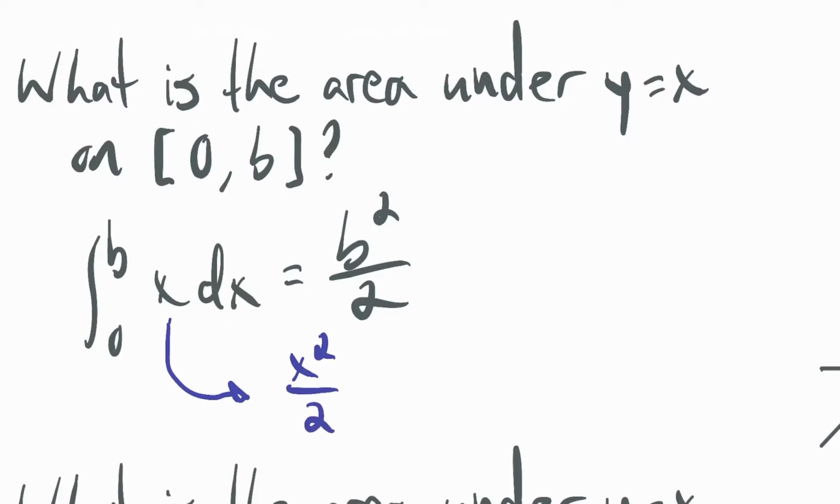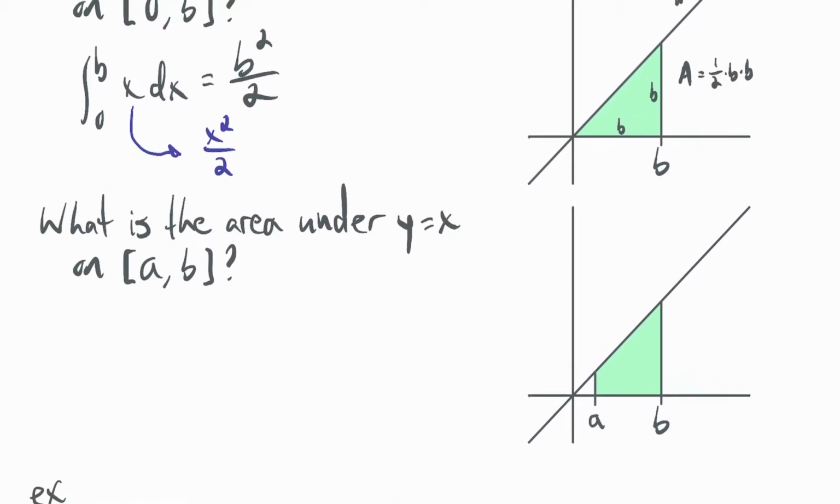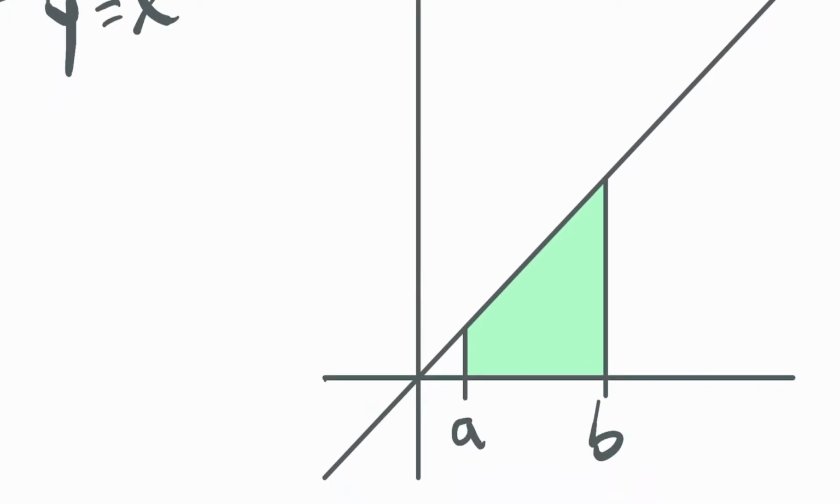How about if we look at a similar, related example? What is the area under y equals x on the interval a to b? So now this is a trapezoid. This is the situation we had before, right? And we talked about how if you say, oh, well, I'll just cut this here and I have an area of a triangle and I have an area of a rectangle, there's another way to do this.